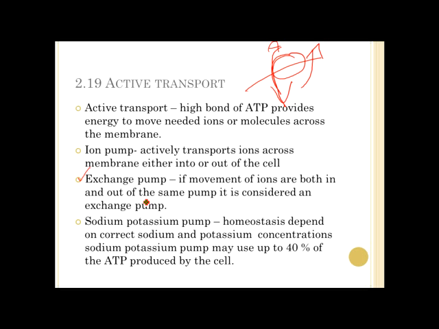Sodium-potassium pump: homeostasis depends on the correct sodium and potassium concentrations. The sodium-potassium pump may use up to 40% of the ATP produced by the cell. So this uses a lot of energy, but with the sodium-potassium pump, we do things like generate neural impulses in our brain. We generate the ability to contract our muscles and so on. So it's a big, gigantic exchange pump that the body uses, which is the sodium-potassium pump.